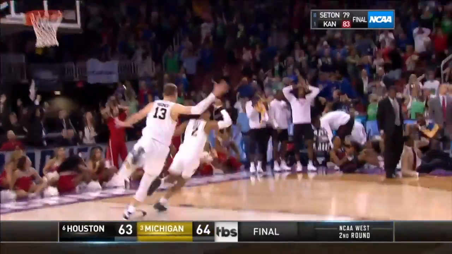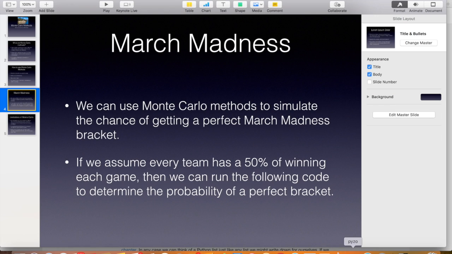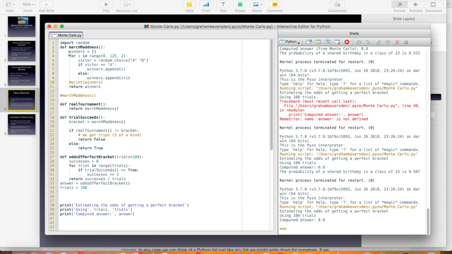We can use Monte Carlo methods to simulate the chance of getting a perfect March Madness bracket. If we assume every team has a 50% chance of winning each game, then we can run the following code to determine the probability of a perfect bracket. And that code is here.